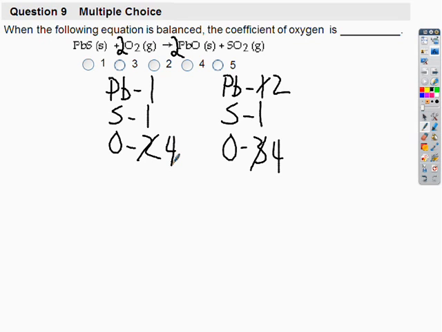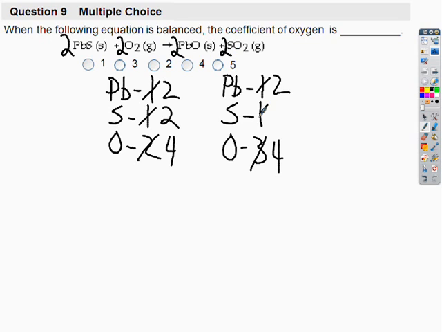Okay, now we need to deal with that lead. Let's put a 2 in front of the lead, and that's going to give us 2 leads, but that also gave us 2 sulfurs. Okay, now the only difference is the sulfurs. What can we do to make the right hand side of the equation the same as the left? Let's put a 2 in front of the SO2.